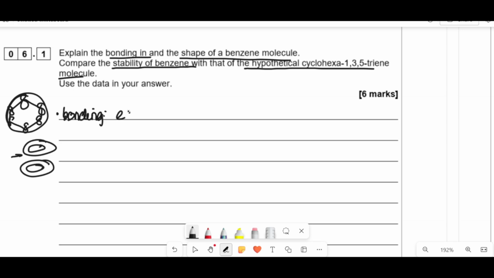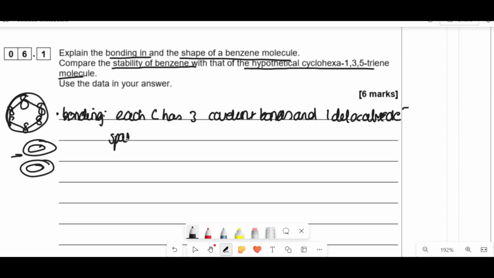So what happens is each carbon has 3 covalent bonds, and the other electron's not doing anything, chilling, it's a delocalized electron. Now this delocalized electron arises because these spare electrons overlap in their p orbitals, for each carbon, and this forms a pi cloud or ring, a delocalized ring, and that's what gives them delocalized electrons. Cool. So that's that bonding done.